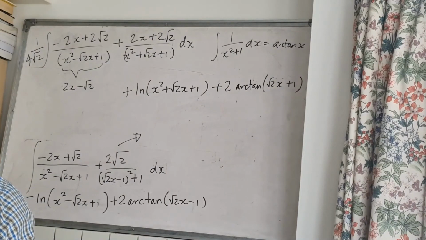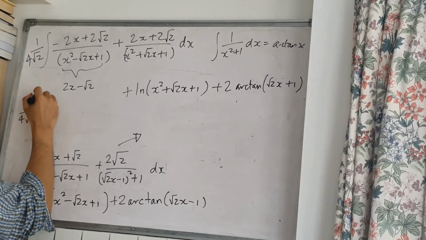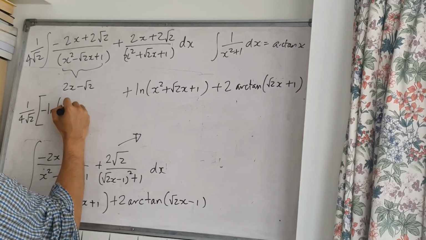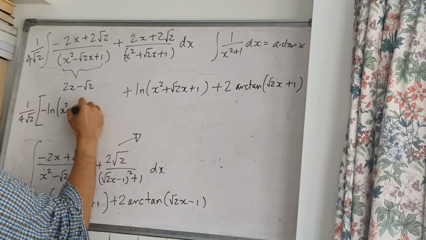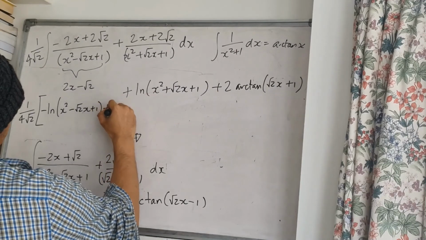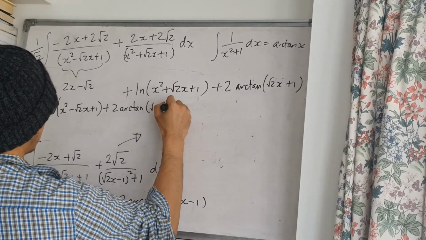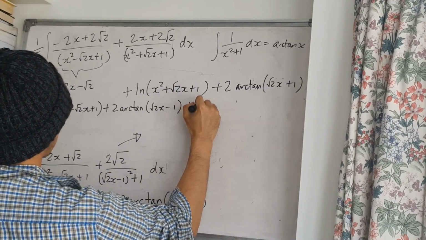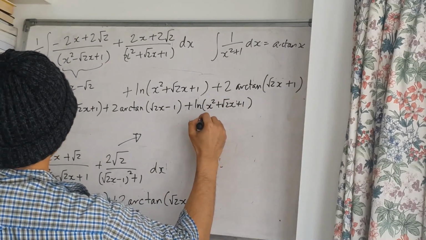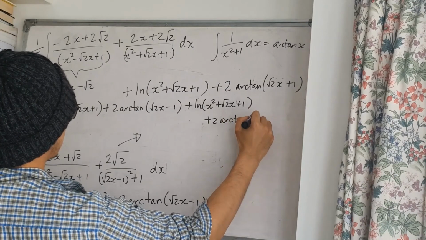So let's rewrite the whole thing. So remember the constant outside, 1 over 4 root 2, and then open brackets minus ln brackets x squared minus root 2x plus 1, close brackets, plus 2 inverse tan or arctan brackets root 2x minus 1, and then add ln x squared plus root 2x plus 1, and then there's no space, I'm going to add 2 arctan root 2x plus 1, close brackets.